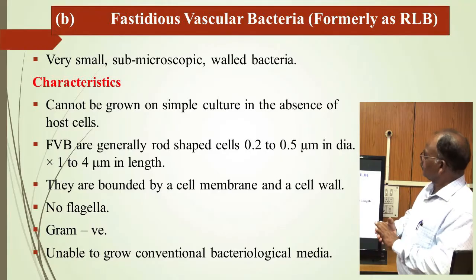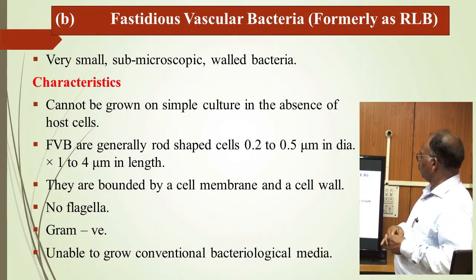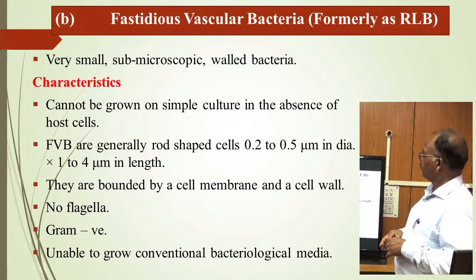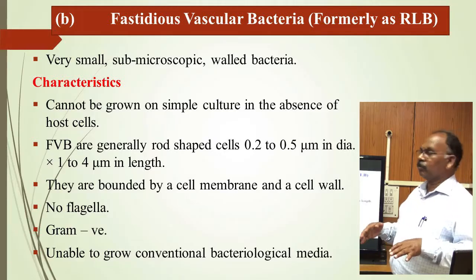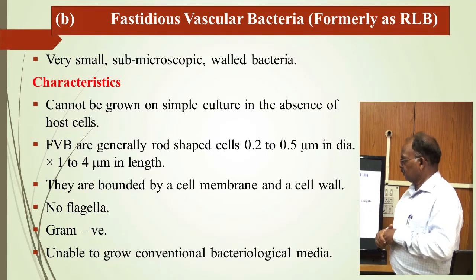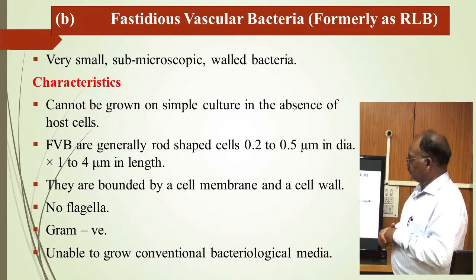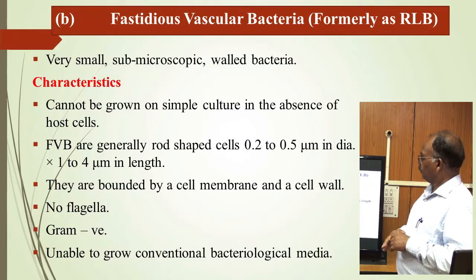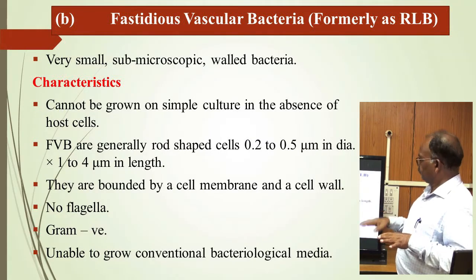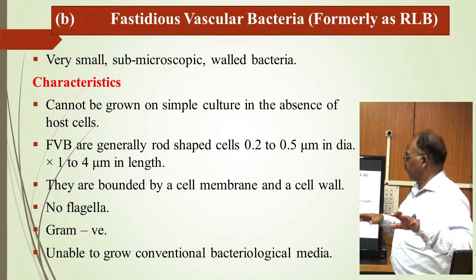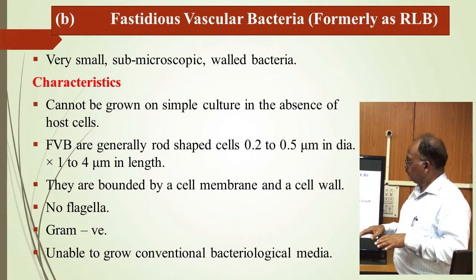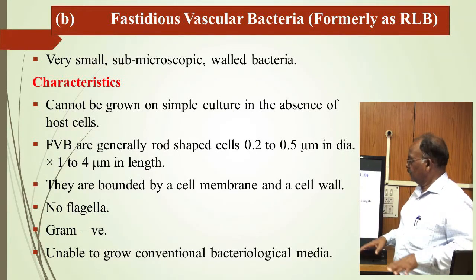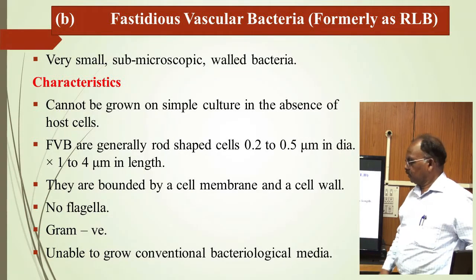Now come to the fastidious vascular bacteria. It was formerly known as rickettsia-like organisms. Fastidious vascular bacteria are very small, submicroscopic walled bacteria. Walled bacteria means there is a wall. They cannot be grown on simple culture in the absence of host cells. They are generally rod-shaped, bounded by a cell membrane and a cell wall, and have no flagella. They are gram-negative and unable to grow on conventional bacteriological media.